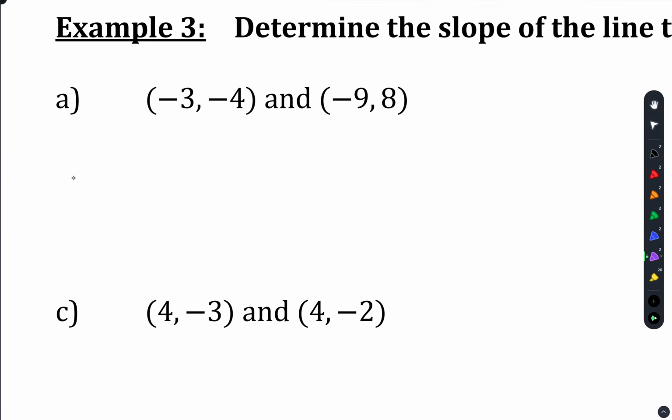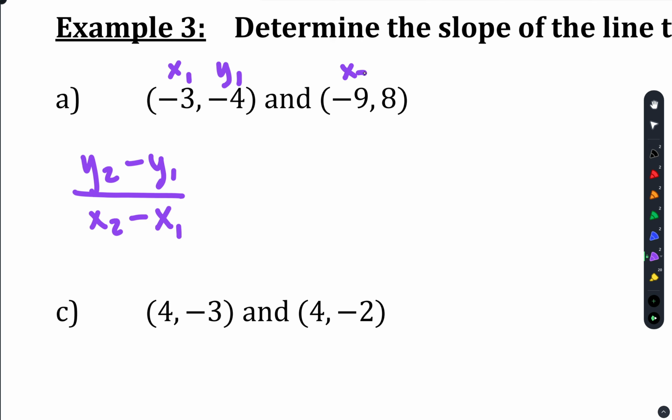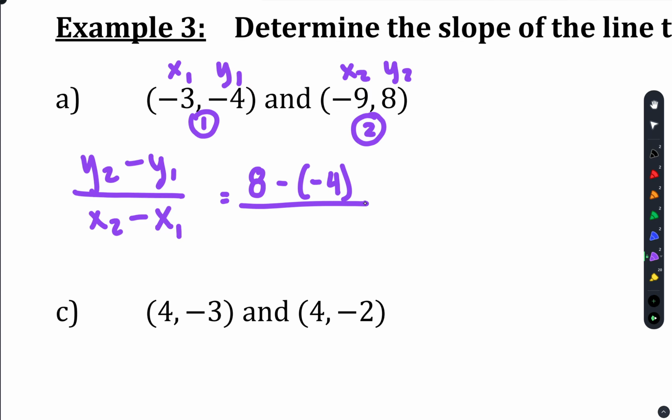I'm going to rewrite it. There's my formula. And then what I do is I label these points right away. Let's call this x1, y1, x2, y2, right? I have point 1 to point 2. I'm literally going to plug stuff in. y2 is 8, minus y1, negative 4. I see that double negative. I want to make sure that I include that double negative. Over x2, negative 9, minus x1, negative 3. Again, a double negative.